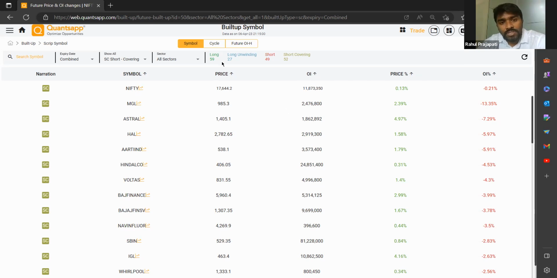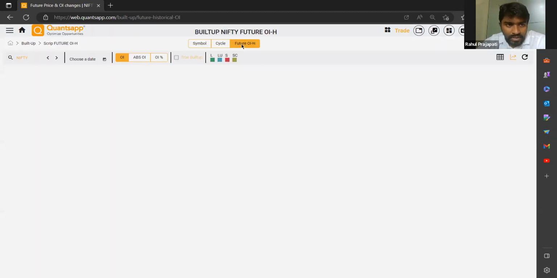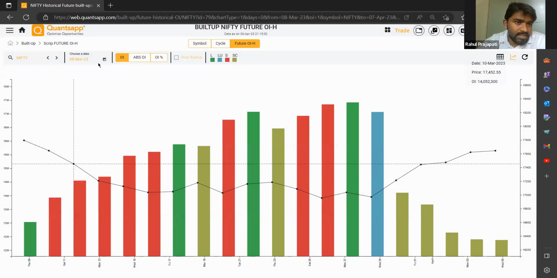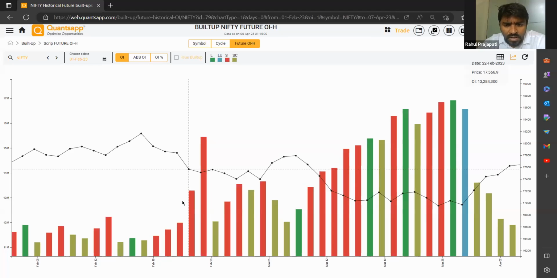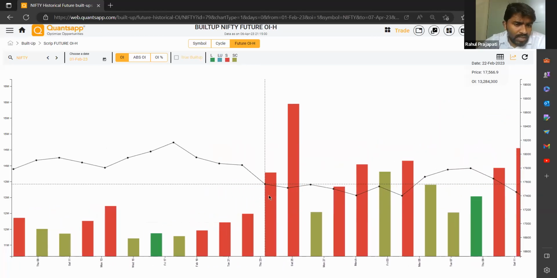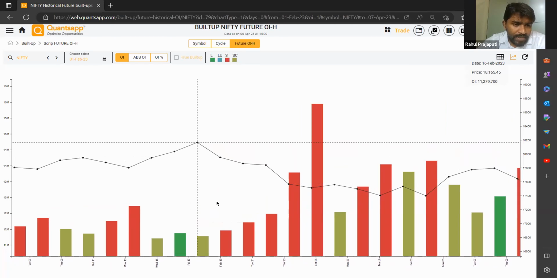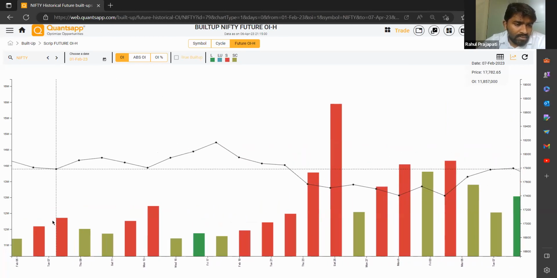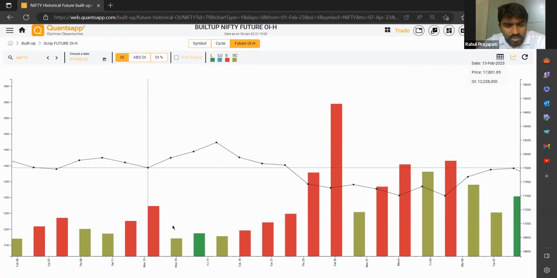So if I go to the third tab, which is Future OIH, and check a few days of back data also, you can see in this particular area what is happening in Nifty. From here, it's a short, and then again we have a short covering, then a short, then mostly short covering, and then again a short. And from here, see, the market fell like anything. From approximately 18,000, the market came to almost 17,400. A 600-point fall in a few days.